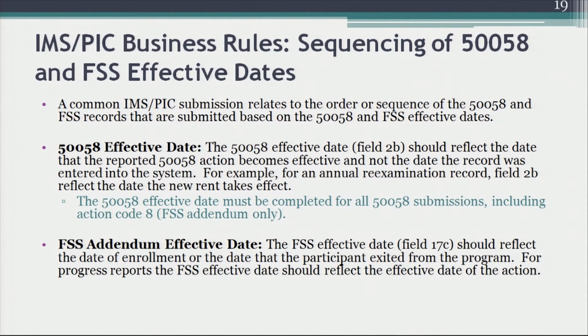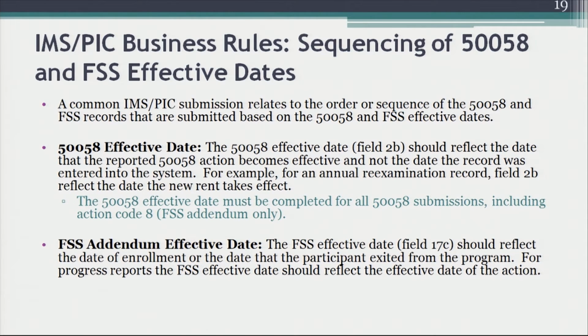The other business rules in PIC concern the sequencing of 5.8 and the FSS effective dates. A common PIC submission issue relates to the order or sequence of the 5.8 and FSS records that are submitted, based on the 5.8 and the FSS effective dates. The 5.8 effective date is field 2B on the 5.8 form and reflects the date that the reported 5.8 action becomes effective, and not the date the record was entered into the system.